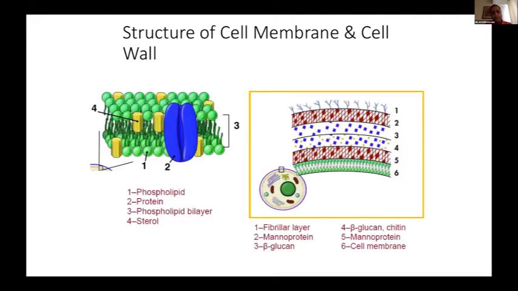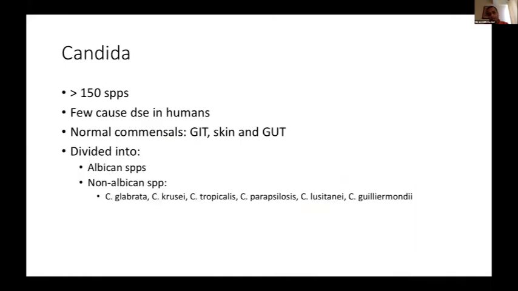The structure of the cell membrane and cell wall of a fungus is demonstrated here. The picture on the right basically shows you the cell membrane, and it consists of the phospholipid layer, a protein, and the sterol. The one on the right shows the cell wall, and it consists of the fibrillar layer, the mannoprotein, beta glucan, and the cell membrane. So these structures of the cell wall are used in terms of your therapeutics as well as in terms of diagnostics. Like we can use the beta-D glucan in diagnosing fungal infections, and you can also use echinocandins, which basically inhibit the beta-D glucan synthesis.